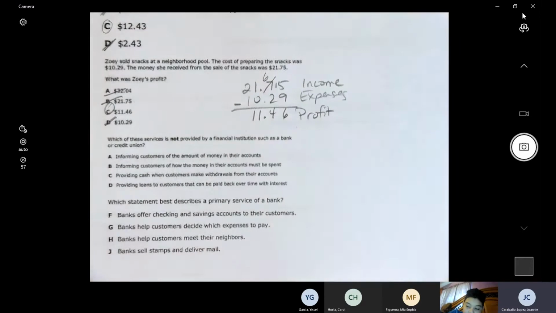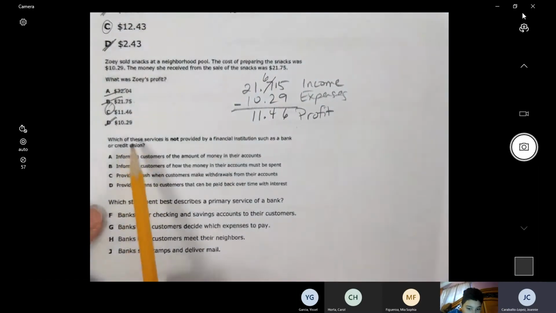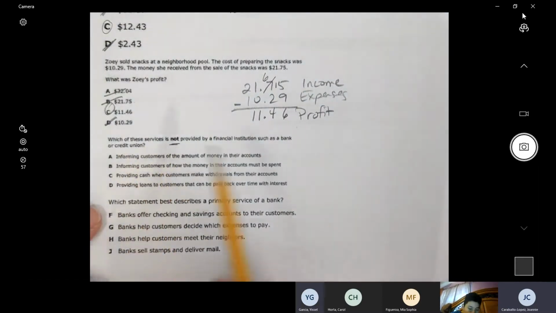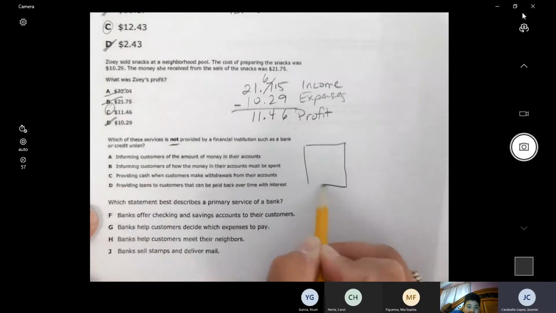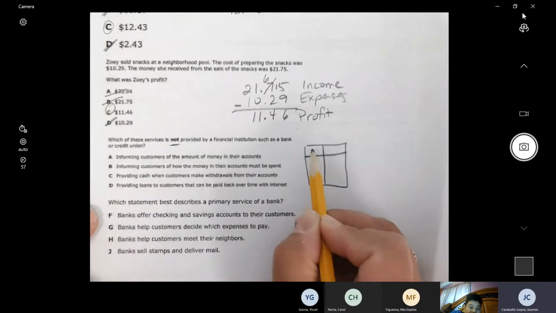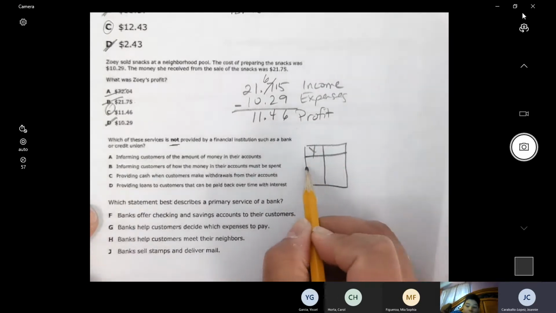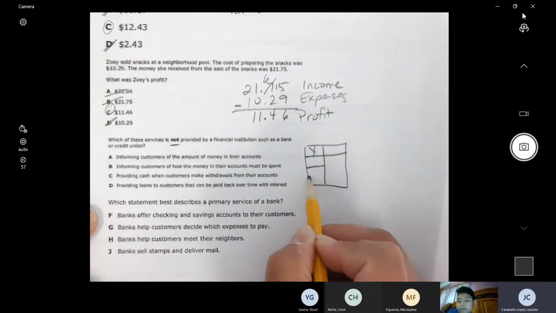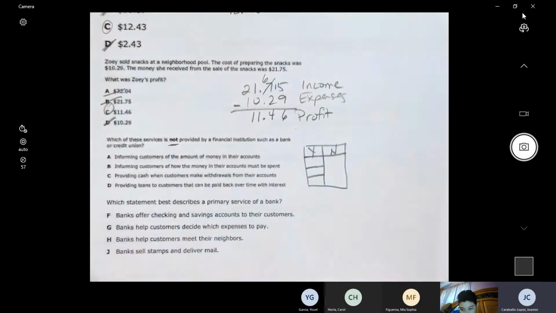All right, so the next one says, which of these services is not provided by a financial institution such as a bank or a credit union? Which of these services is not? So I'm going to do my strategy box, which is what? How many yes? 3 yes answers and 1 no.